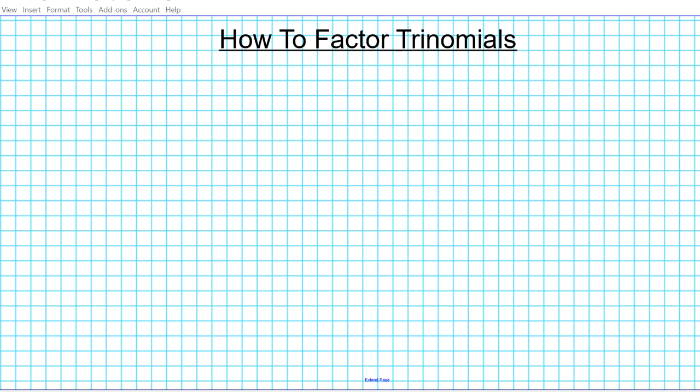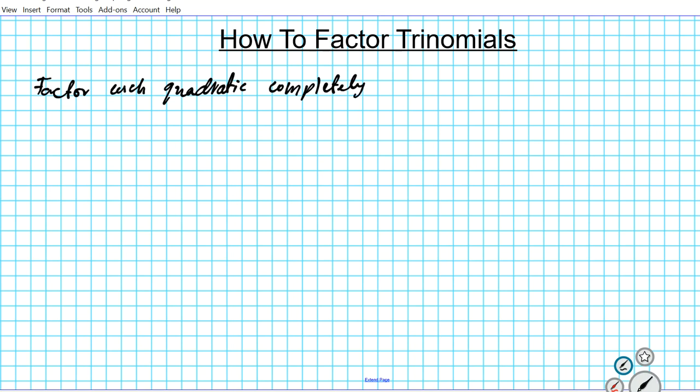Alrighty, the instructions for the examples that we're working on is as follows. We have to factor each quadratic completely. Okay, let's go ahead and write that down. To factor each quadratic completely. All right, so let's go ahead and take a look at the first example.